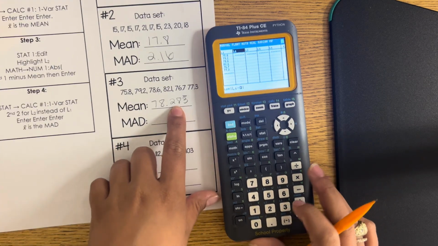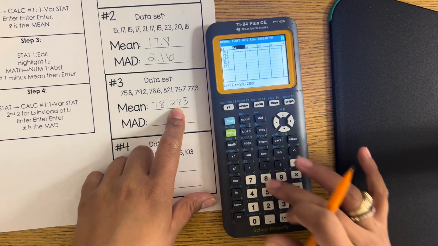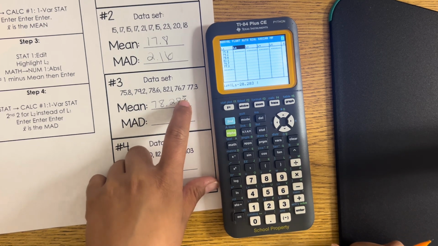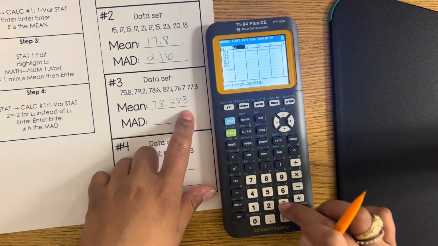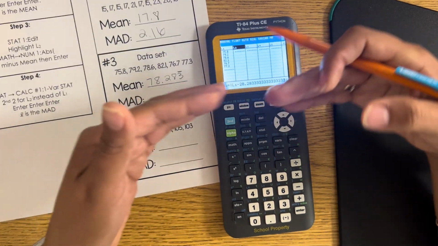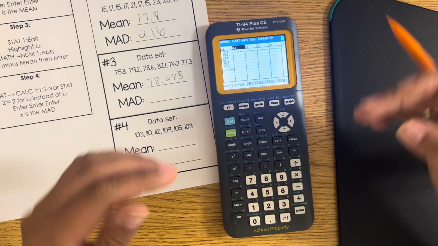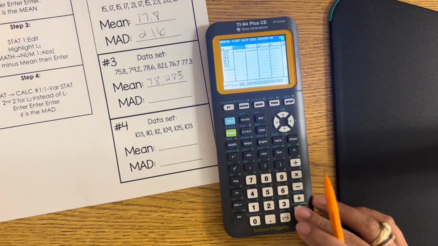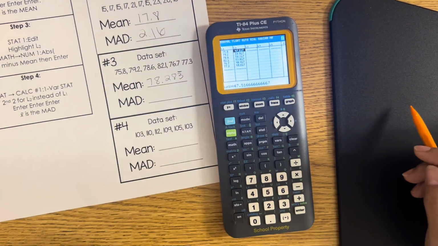Now, here's the tricky part about this one. When I type in 78.283, I have to show that the 3 is actually repeating, so I have to click a bunch of 3s until I get to the end of my screen. Because there is no bar to put on top of the 3 here, so we have to hit 3 repeatedly. And then you get some crazy looking decimals.